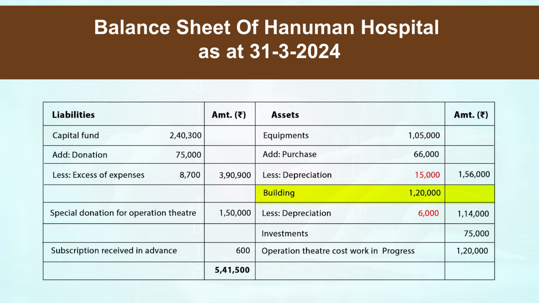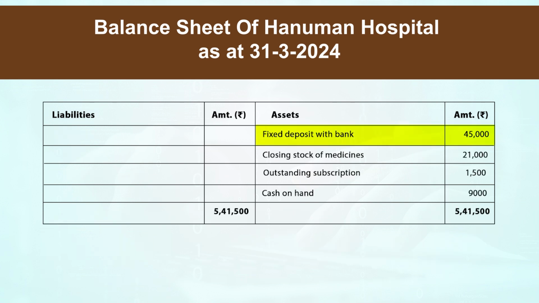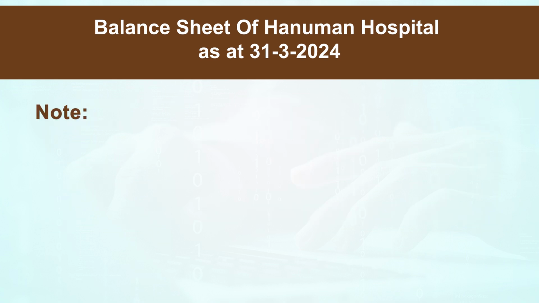Building 1,20,000. We have to deduct depreciation from it, that is rupees 6,000. To the outer column 1,14,000. Investment 75,000. Operation theatre cost work in progress 1,20,000. Fixed deposit with banks 45,000. Closing stock of medicines 21,000. Outstanding subscription 1,500. Cash on hand 9,000, and the total of asset side is 5,41,500.